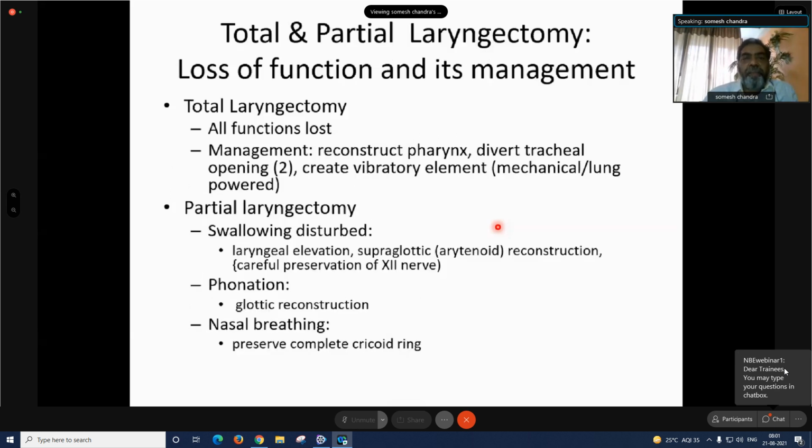So, total and partial laryngectomy: how do we manage the loss of each function? When we do a total laryngectomy, all functions are lost. So you have to reconstruct the pharynx and restore swallowing. You have to divert the tracheal opening and create a vibratory element if you want to restore voice and speech.